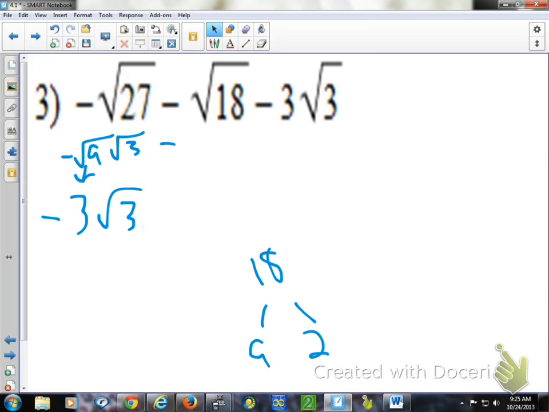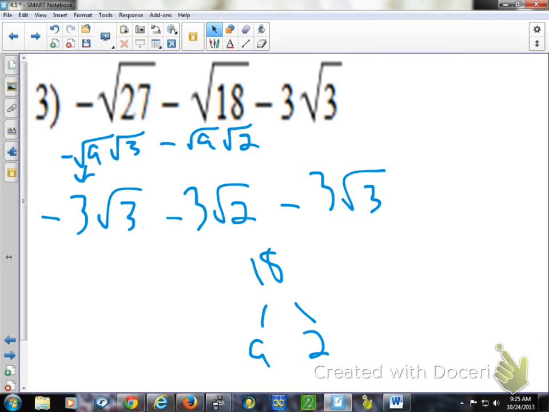Which one of those is a perfect square? That's right. So this is minus radical 9 times radical 2. Tyler, what was the square root of 9? 3. So I can make this 3 radical 2. Would you agree with that? Yeah. And then the last part is already, if the number under the radical is prime, there's nothing you can do with it. So the 3, this one's just going to come down as it is.